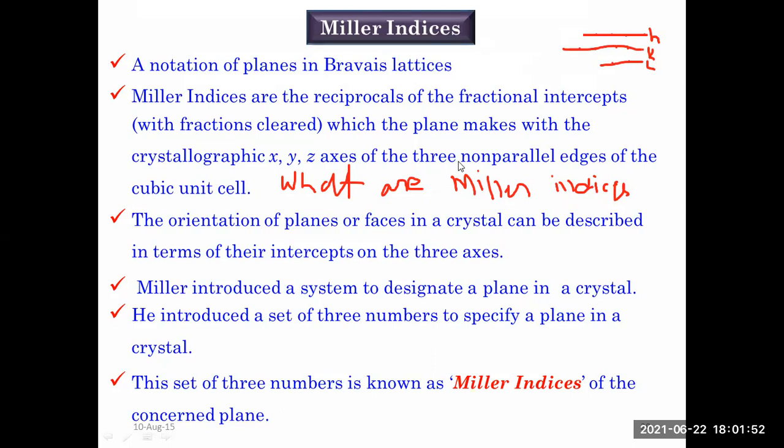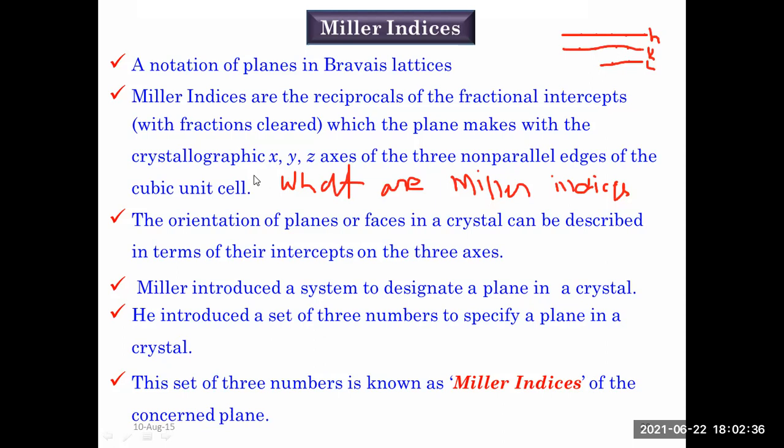Now we deal with today's topic. What are Miller indices? Miller indices are the line segments joined with imaginary points, represented mathematically by HKL. These are planes. This representation was discovered by the scientist Miller. Miller indices are the reciprocals of the fractional intercepts formed when the planes make intercepts with the crystallographic axes.